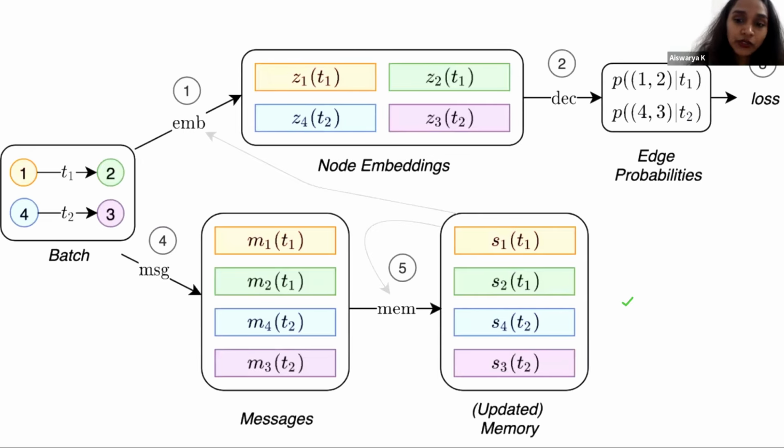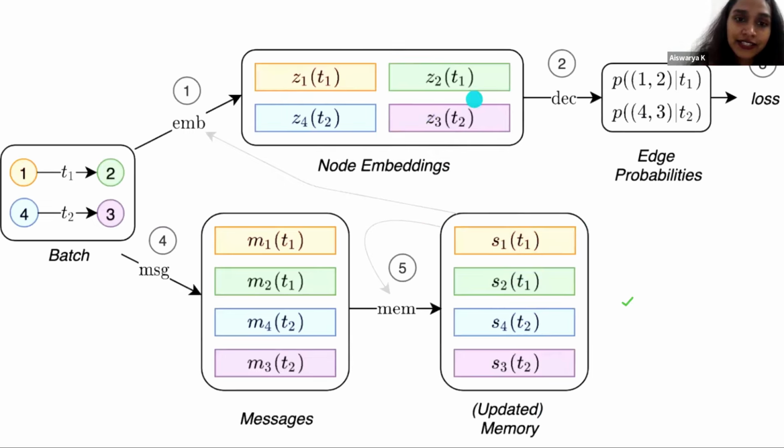The memory updater module updates the user's memory. Here we had the messages M1, M2, M3, M4, M1, M2, M3, M4 at different timestamps T1 and T2, and after collecting the messages, passing the messages, and aggregating the messages, the memory is being updated in the dynamic graph. The updated memories are S1, S2, S3, and S4 at two different timestamps. And then the node embeddings are generated.